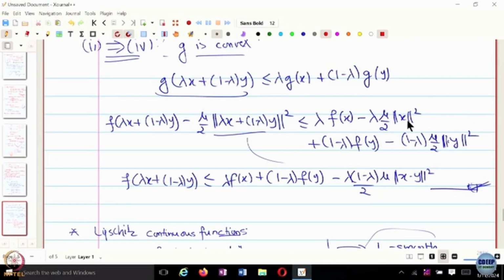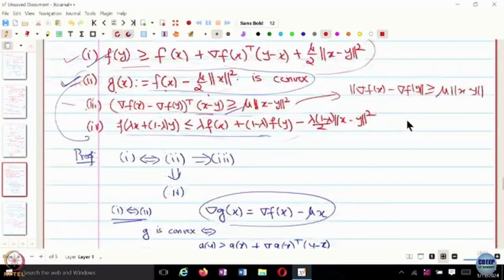So that's one. If both f and g are strongly convex, we can conclude that their summation will be 2 mu strongly convex.